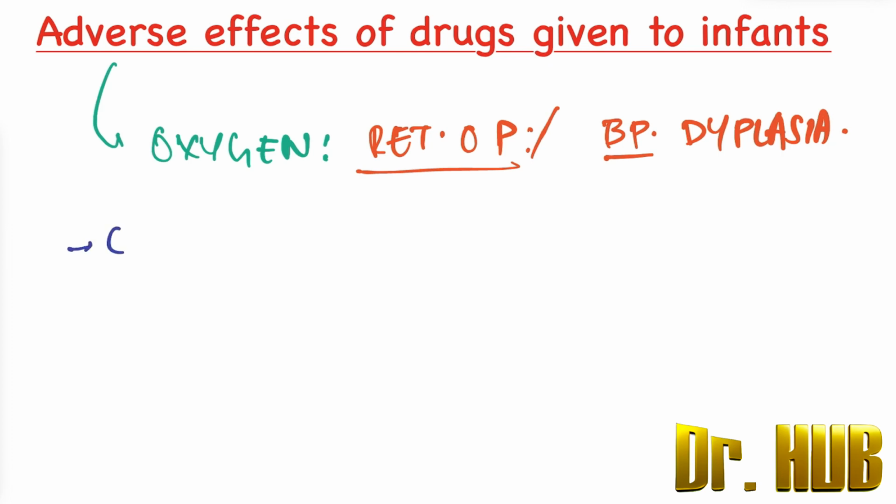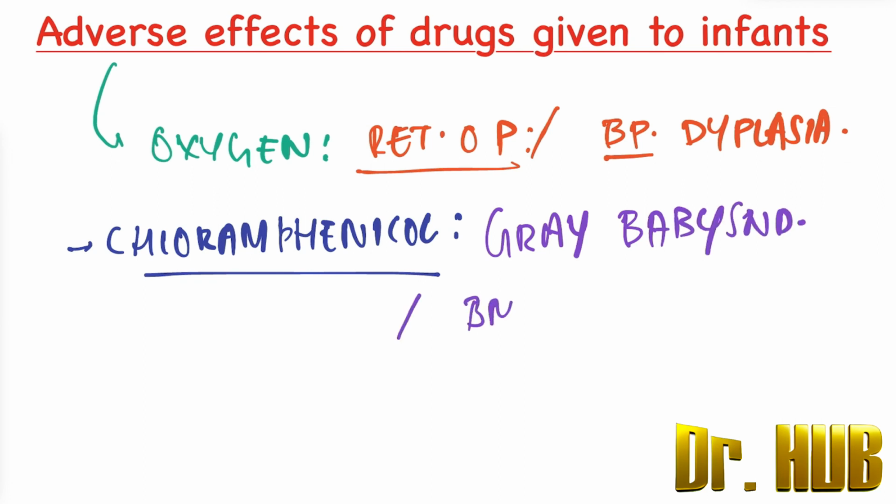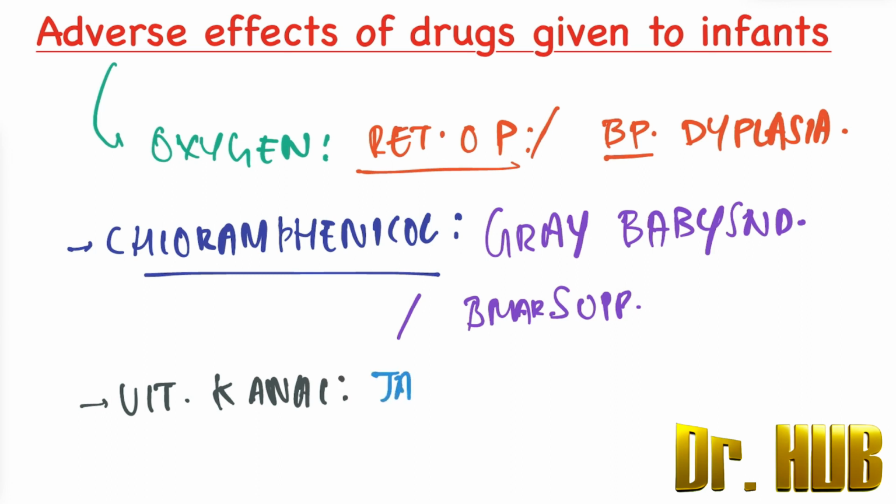Then, on administration of chloramphenicol, there can be grey baby syndrome, and there is also bone marrow suppression that may be seen. Then moving on to the vitamin K analogues, they can lead to jaundice.